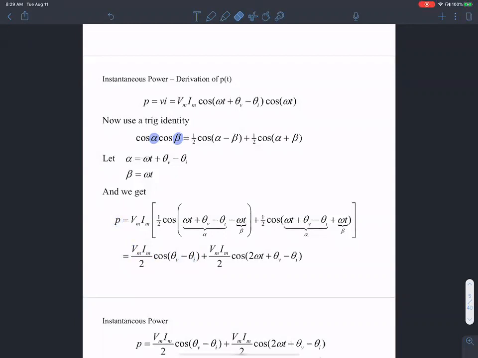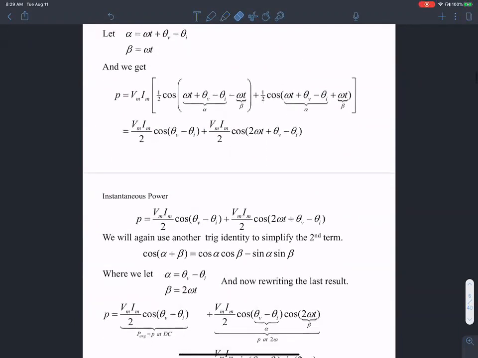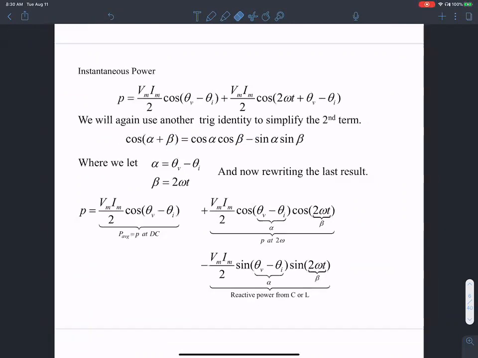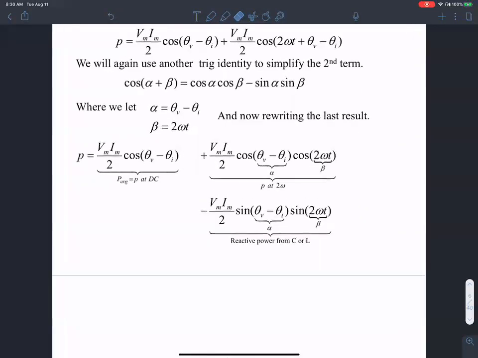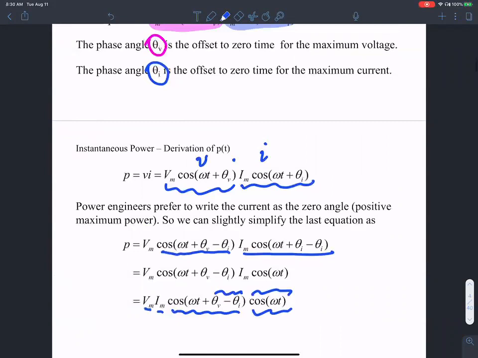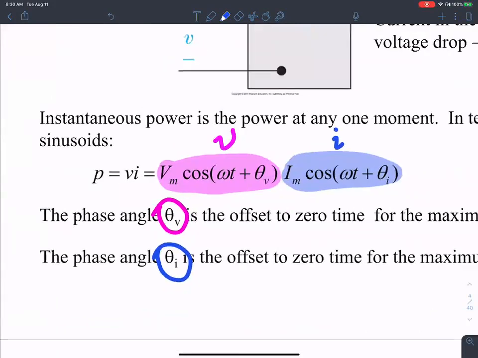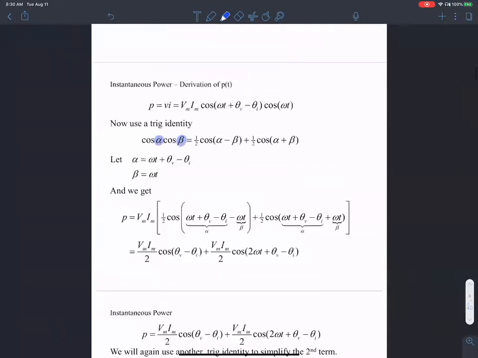Let me talk about the final result because it's just using this trigonometric identity. I leave it as an exercise. Cos alpha plus beta is cosine alpha times cosine beta minus sine alpha sine beta. Use that trigonometric identity. What we will see is the product V times I. This is what we started out with. V times I, right? That product, which represents the RMS value.